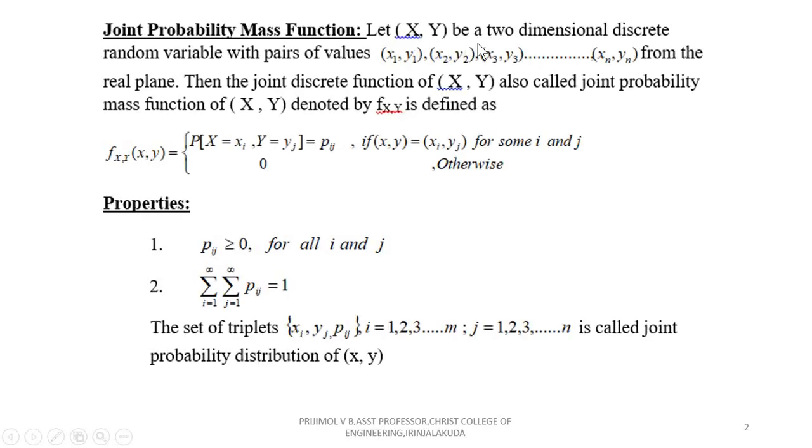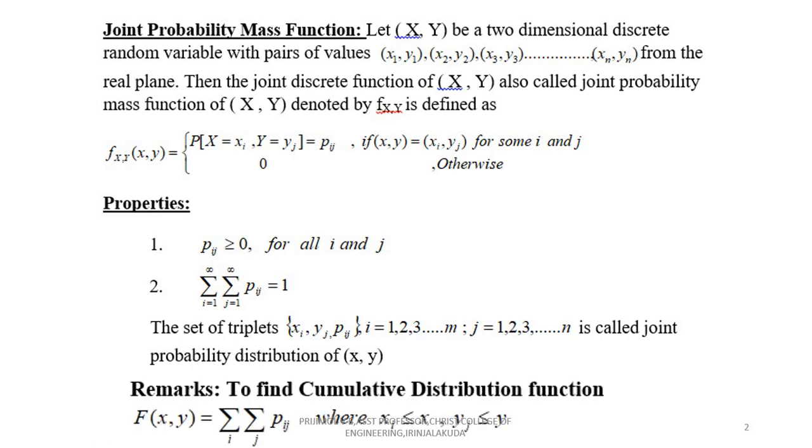Let X and Y be two-dimensional discrete random variables, then the function f(x, y) which satisfies these two conditions, that is all the probabilities must be positive and the total probabilities must be equal to 1, we call such a function a joint probability mass function. And if you write down all the values of x, y and the corresponding probabilities in the form of a table, we call such a table the joint probability distribution of X and Y.